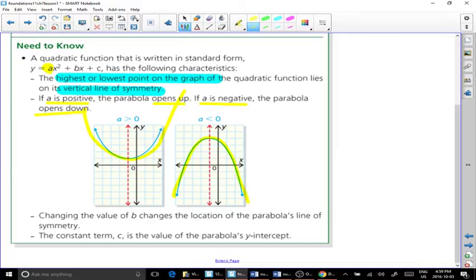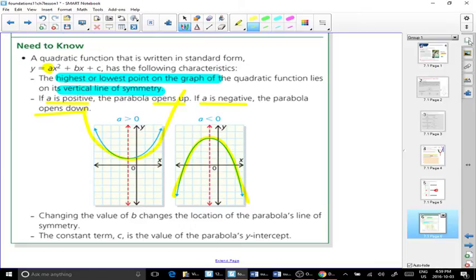And c is the y-intercept. Also very succinct. Not only does c move the graph up and down, which it does, but c also is the y-intercept. Okay, it is the y-intercept. Okay, all right.